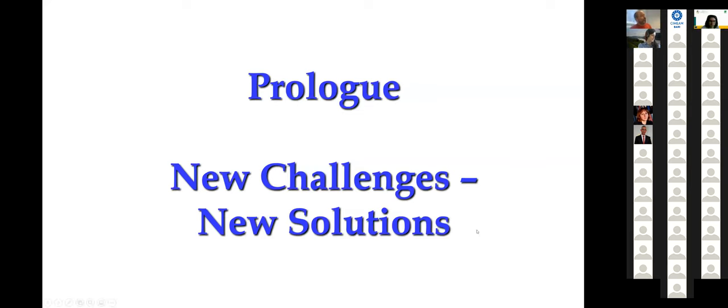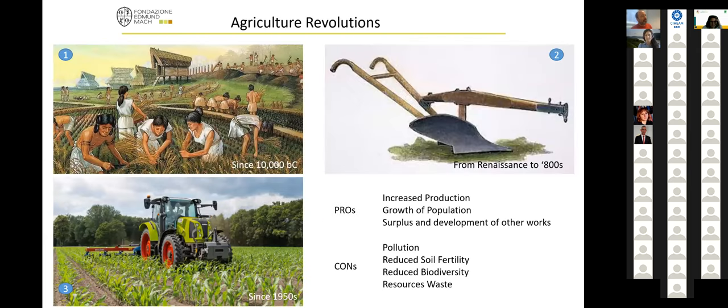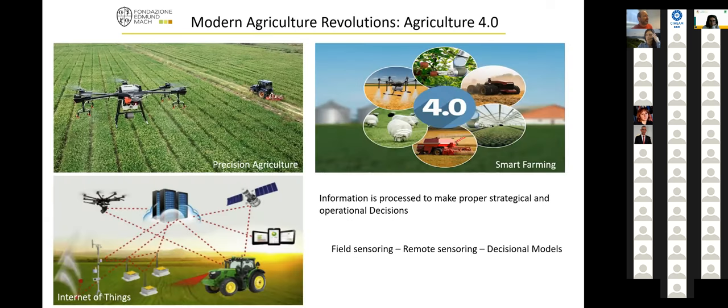So the first part of the presentation, I just want to introduce the importance of the agricultural revolutions in the course of the years. After the first three main revolutions, the first one Neolithic, then the second one with the introduction of plowing, first fertilizer, crop rotation, etc., and then, from the 50s, the green revolution with the mechanization and introduction of chemicals.